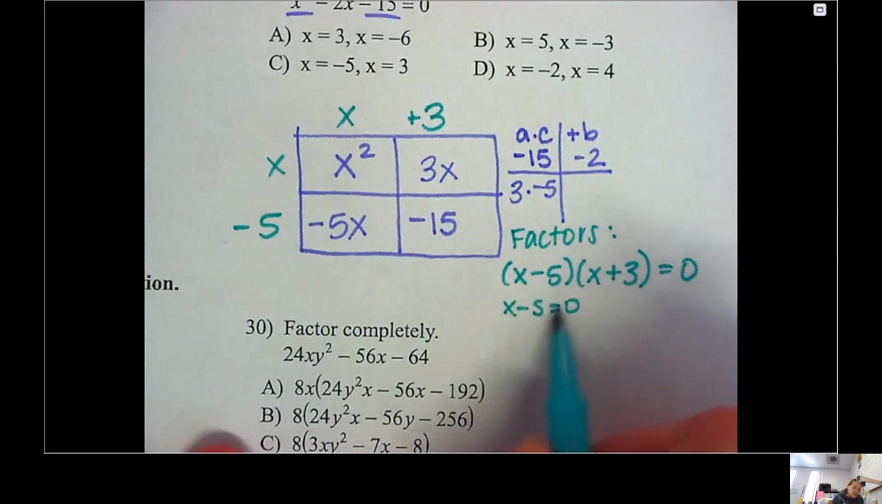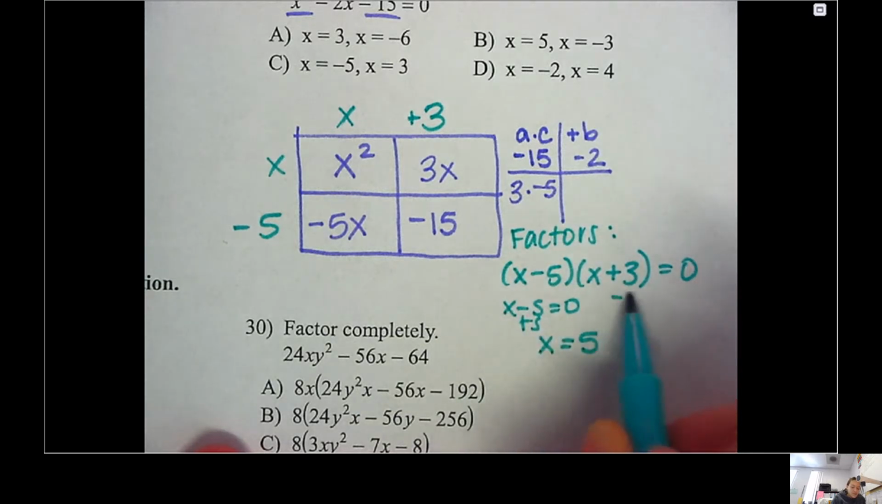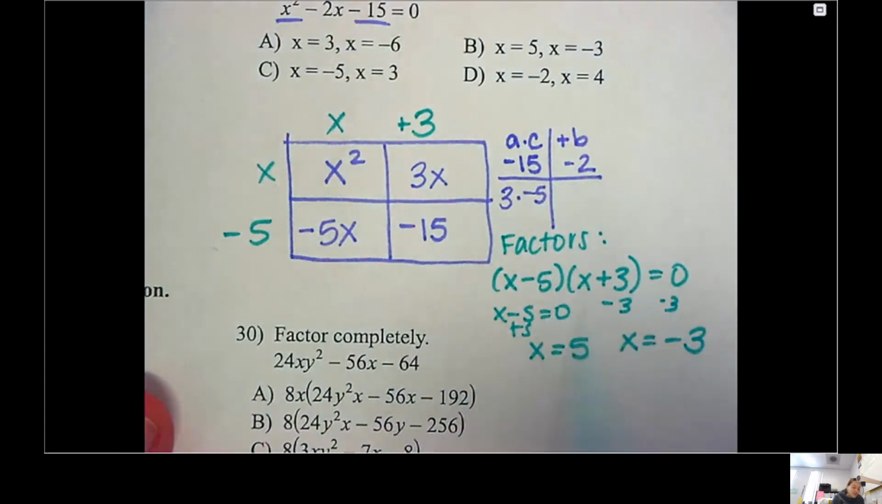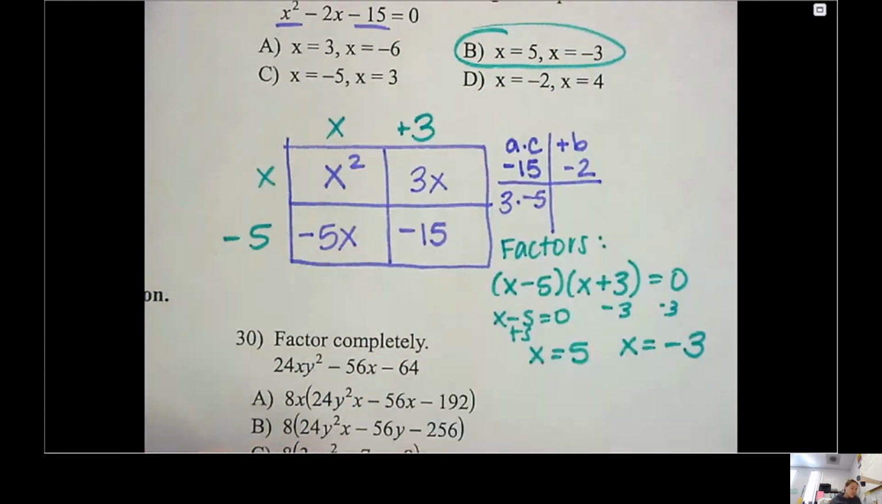So obviously I'm going to add the 5, which means this is a positive 5. I'm going to subtract the 3, which means this is a negative 3. So positive 5 and a negative 3 are my solutions to the equations.